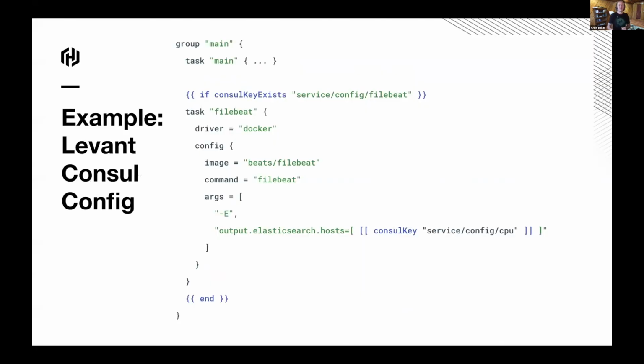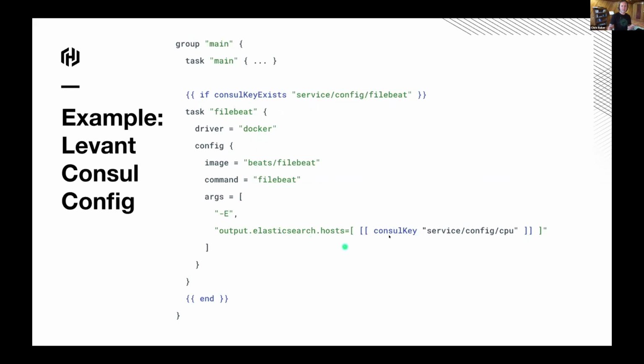Another example, as I've mentioned multiple times, is that Levant has the ability to pull from Consul at job templating time. So inside of my Levant template, I can actually reach out and talk to Consul. Levant will reach out while it's templating and talk to Consul. In this case, it looks for this key, service config filebeat. Should I turn on Filebeat for these jobs? And then it will render this brand new task inside of this, right? This is a conditional. It'll put in this task, the sidecar.